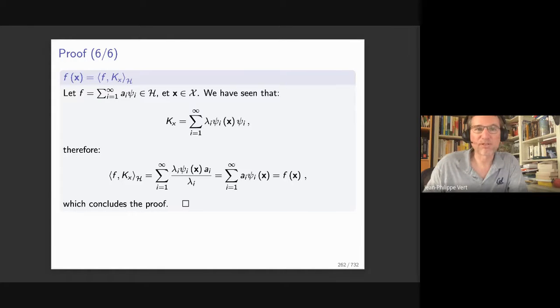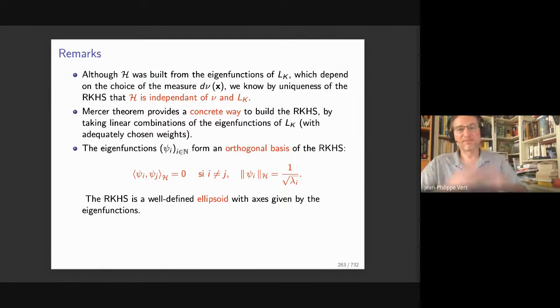So let's compute the inner product between f and k_x, each of them expanded in the psi_i. We can use the definition of the inner product over capital H as the sum of the coefficient of k_x, which is lambda_i psi_i of x, times the coefficient of f, which is a_i, all this divided by lambda_i, right? This is the definition of the inner product in capital H. Now we can compute a bit. We see that we have a lambda_i above and below the fraction, so we can cancel them, which gives the sum of a_i psi_i of x. And this by definition is exactly equal to f of x. So we have correctly the property that the inner product of f and k_x in capital H is equal to f of x, which finally concludes the proof. Okay, so it was long and technical.